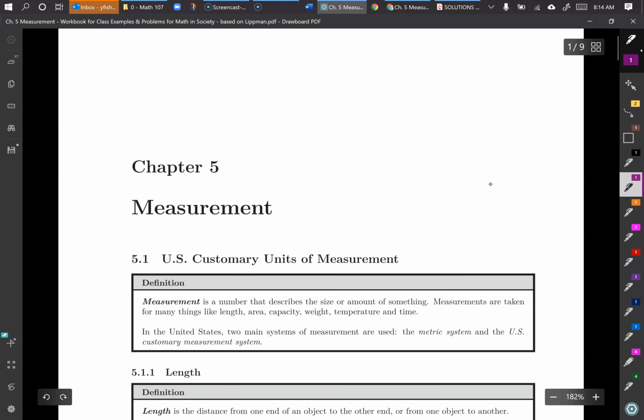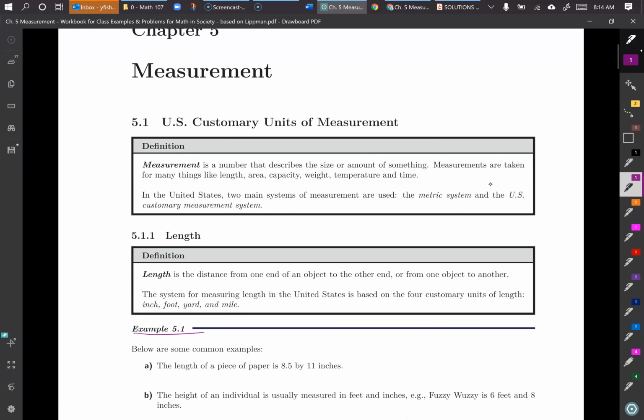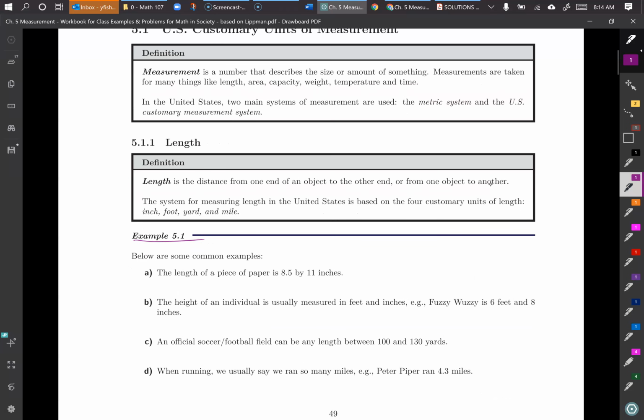Hey everyone, we're working on measurement today, chapter 5, page 49 of your workbook. You can either write on paper or right in the workbook, but nonetheless, you're going to copy down what I write in the videos, or you can just do it on your own.